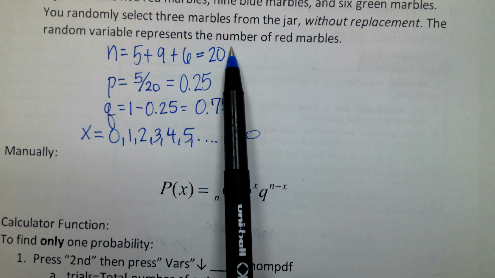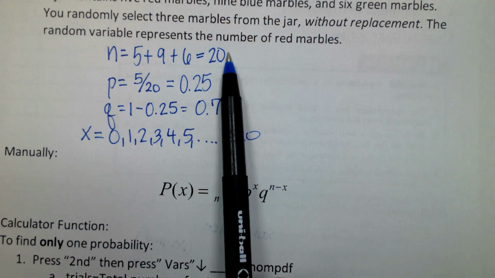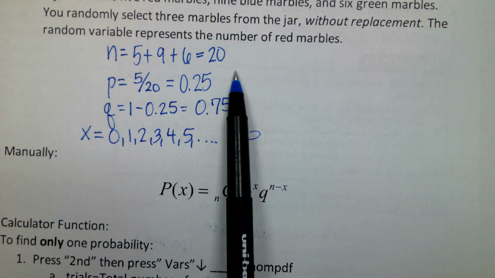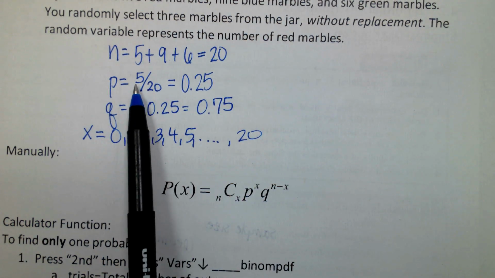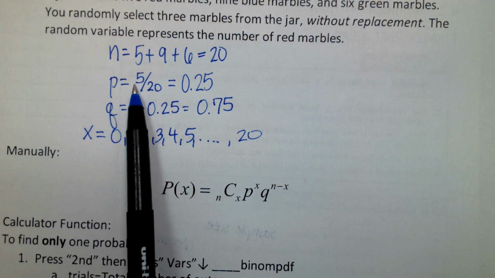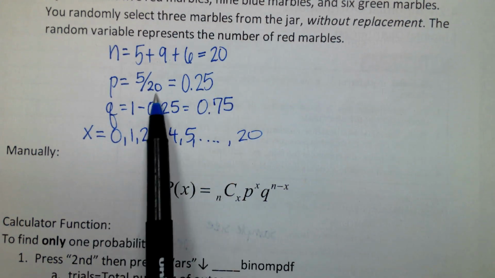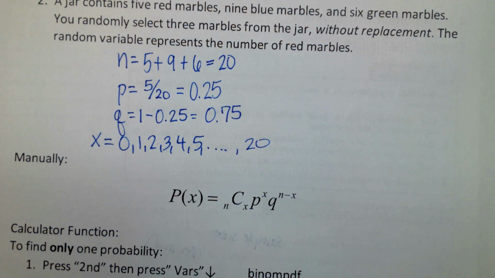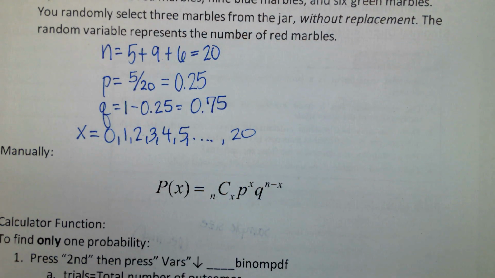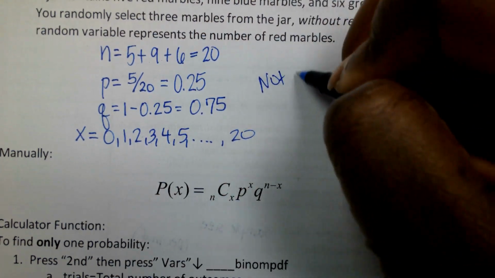So, if I didn't put that first red marble back, my N now becomes 19, and my P changes. Why? I didn't put the red marble back. So now I don't have 5 marbles to choose from. I have 4 red marbles to choose from. I don't have 20 anymore. I have 19. So that means P is going to change. That means Q is going to change. It's going to change everything. It's going to be too much happening. That's why this is not a binomial experiment.